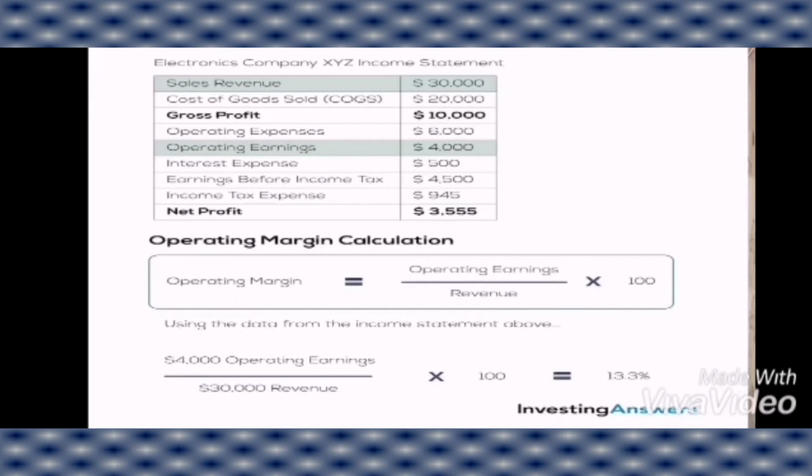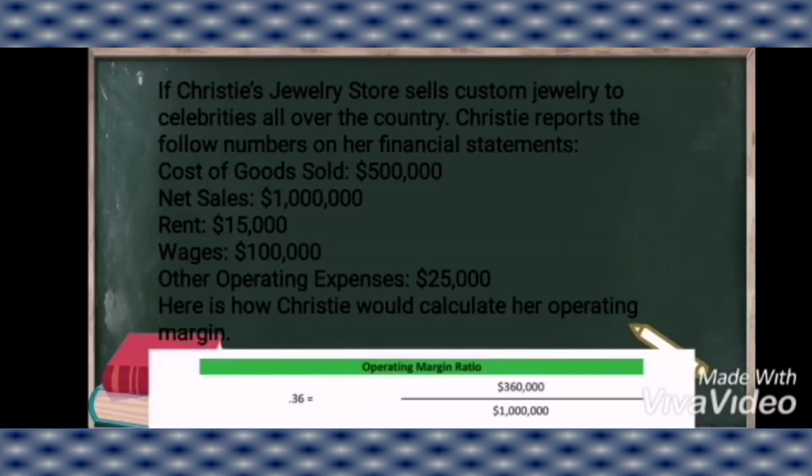So, example pa, mohatag pa tag example para masabtan. If Christine Jewelry Store sells custom jewelry to celebrities all over the country, Christine reports the following numbers on her financial statements. So, cost of goods sold, 500,000. Net sales, 1 million. Rent, 15,000. Wages, 100,000. And other expenses, 25,000. Here is how. So, nganong 360,000 ang atong operating income sa taas.